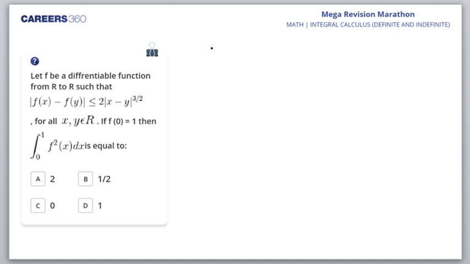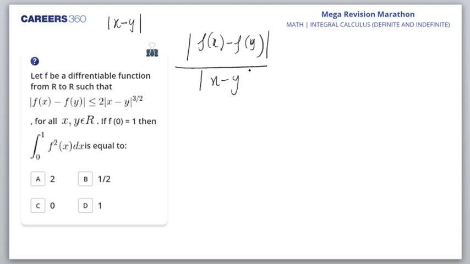What I'll do is divide both sides of the inequality by mod of x minus y. Any problems with that? Because it's a positive quantity, I can divide both sides and the inequality sign remains intact. So fx minus fy. Why am I doing this? Because the expression I'll get on the left hand side is nothing but the derivative f dash y.